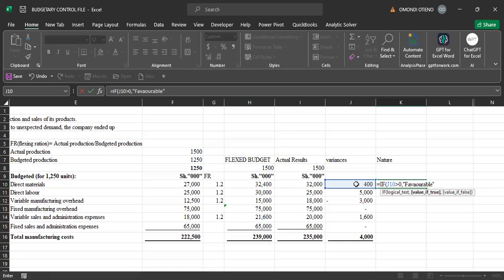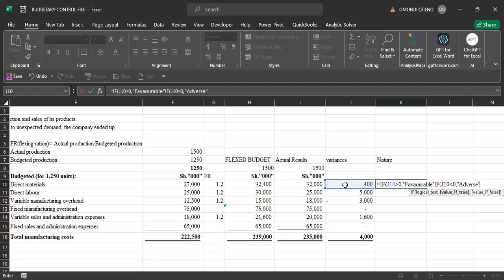Good, comma. Now that we have the other condition where it is negative, we say the second condition: if our variance is less than 0, then we are going to refer to it as adverse variance. Adverse variance. Good.